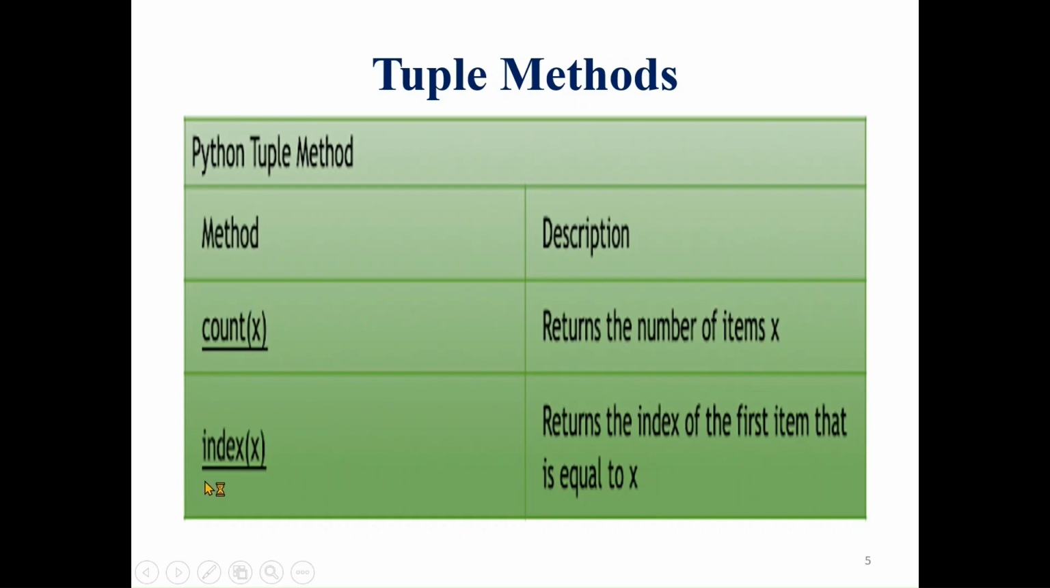Then index of x. If I take the same example, where 5 is repeated thrice, and I take index of 5, it will return the first occurrence index number. Suppose 5 is in the third index, one more 5 is in the seventh index, and one more 5 is in the ninth index. Scanning from left to right, the first index where 5 is found is returned. Since it is first found at the third index, the answer is 3. I'll show this in the demonstration. It returns the index of the first item that is equal to the x value.